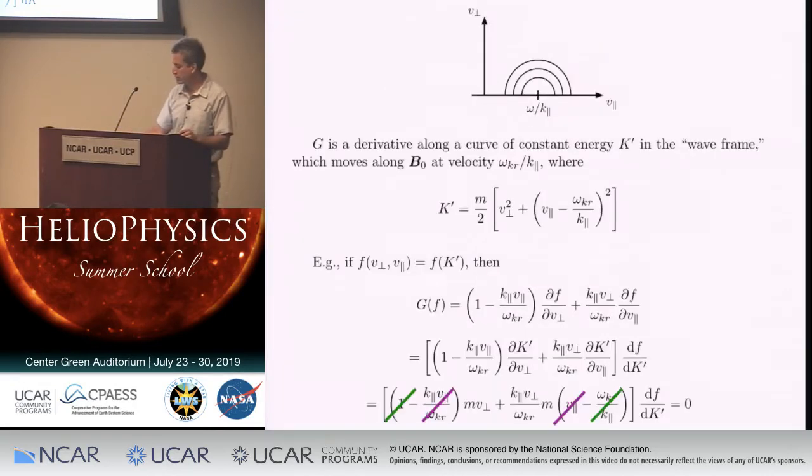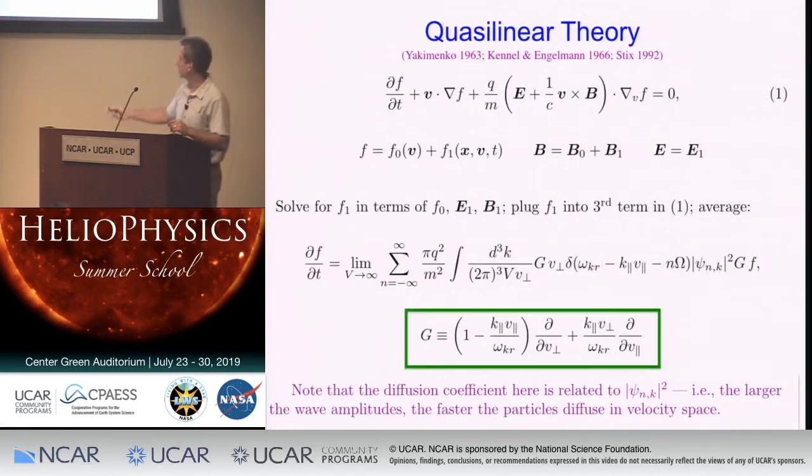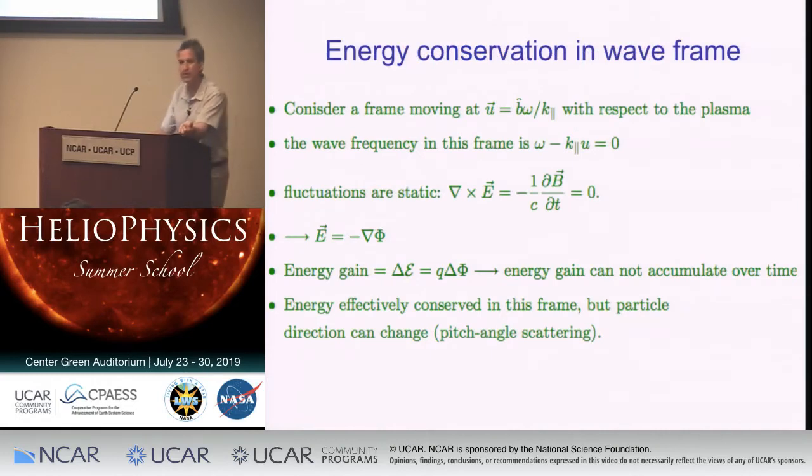Well, in our equation, the diffusion coefficient, in essence, is this stuff multiplying the derivatives, which contains this psi nk squared term. Recall that psi nk is proportional to the electric field amplitude. And that makes a lot of sense, right? The bigger the electric fields are, the faster the particles are going to diffuse in velocity space. All right, so we said that the particles are diffusing along these contours of constant energy in velocity space, but why? When we had the resonance condition, at least I gave you some argument for why the resonance condition is plausible. Why would particles choose this particular reference frame in which to conserve energy? Well, we can answer that question.